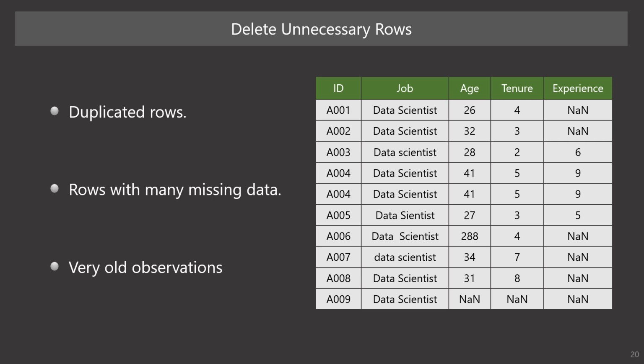In a dataset, some rows should be deleted because they do not provide us with useful information. Further, they sometimes bring confusion. Let's see a simple example. We have a dataset collected from data scientists in a company that stores employee ID, job, age, tenure, and year of experience. This dataset contains some unnecessary rows. Can you find them?